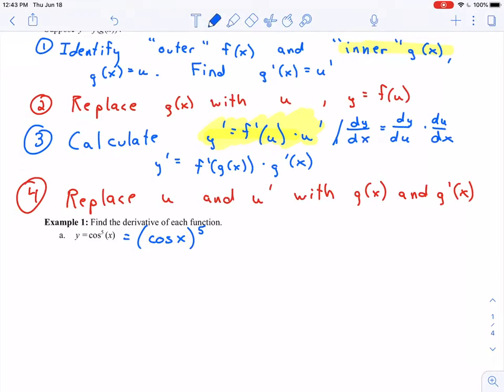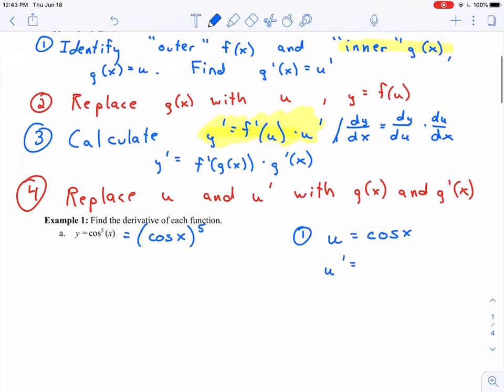So off to the side here, and I'll number my steps so that we can kind of follow along. I'm going to say u is equal to cosine of x. So okay, I found u. I also want to find the derivative u prime. So u prime, derivative of cosine, we said that was opposite sine x. So there's my first step.